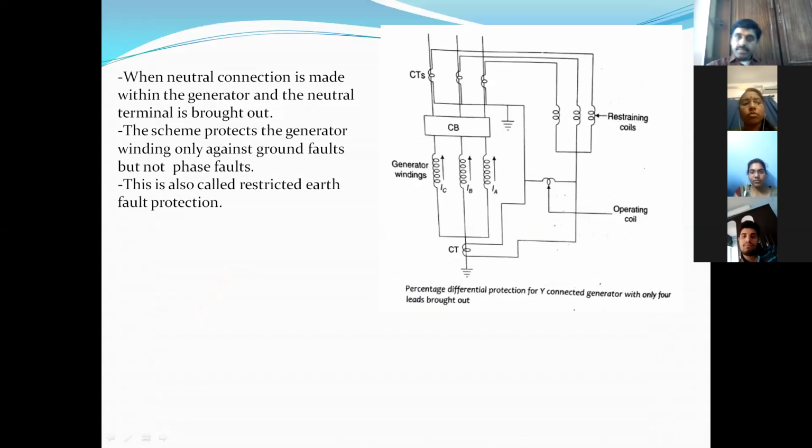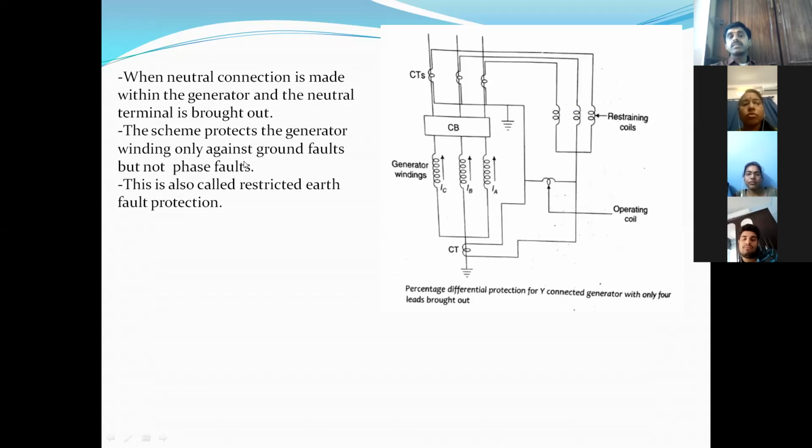So here, this is another percentage differential protection when there are only 4 leads. That means 3 leads in this position and 1 position here. That means when the neutral connection is made within the generator, the neutral terminal is brought out.